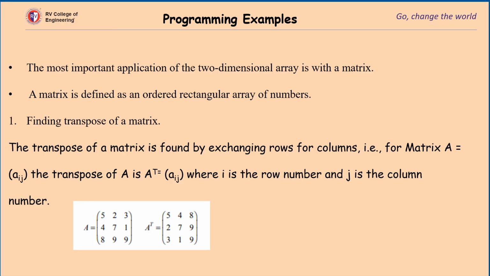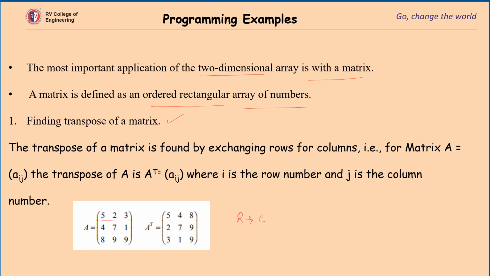Some programming examples. The most important application is dealing with matrix. How do you define a matrix? A matrix is an ordered rectangular array of elements. Now if I want to find the transpose of a matrix, what do you mean by the transpose of a matrix? It is an exchange of rows to columns. So if you have an array as 5 3 2, 3 4 7, 1 8 9 9, this will become 5 4 8, 2 7 9 and 3 1 9. So the rows are exchanged to columns.